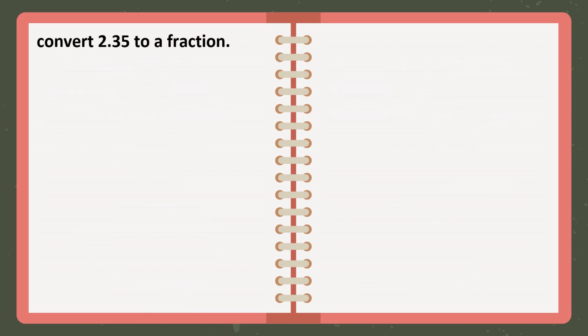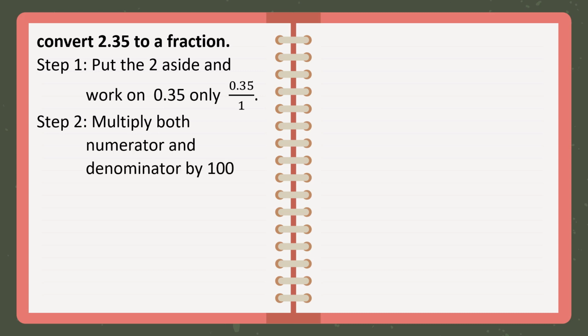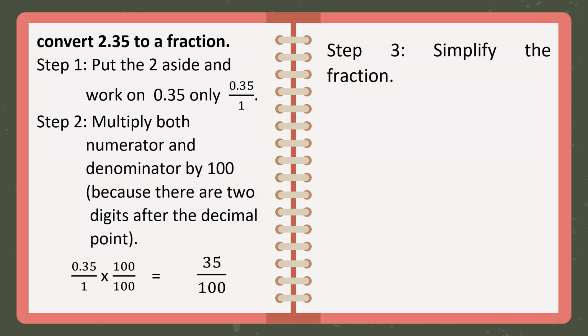Let's convert 2.35 to a fraction. Step 1. Let's put aside 2 and work on 0.35 only. So we have 0.35 over 1. Step 2. Multiply both numerator and denominator by 100 because there are 2 digits after the decimal point. So we have 0.35 times 100 is equal to 35. 1 times 100 is equal to 100.